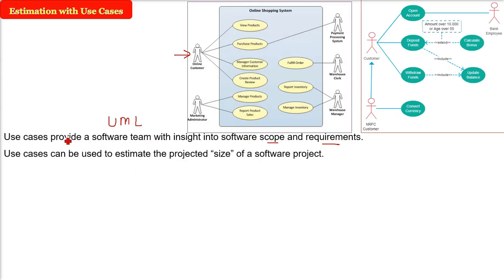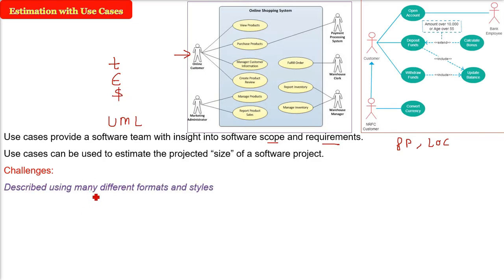Now, use cases can be used, as you were using function points and LOCs, lines of code, and process, to project the size of the software project: time, effort, money. There are certain challenges while using use cases as the base, because you and me, both of us, will make the UML in different styles and formats. There is no set way that everyone will make it the same. And this use case is actually a user's view. It is from the external side. You're not going into the interior.